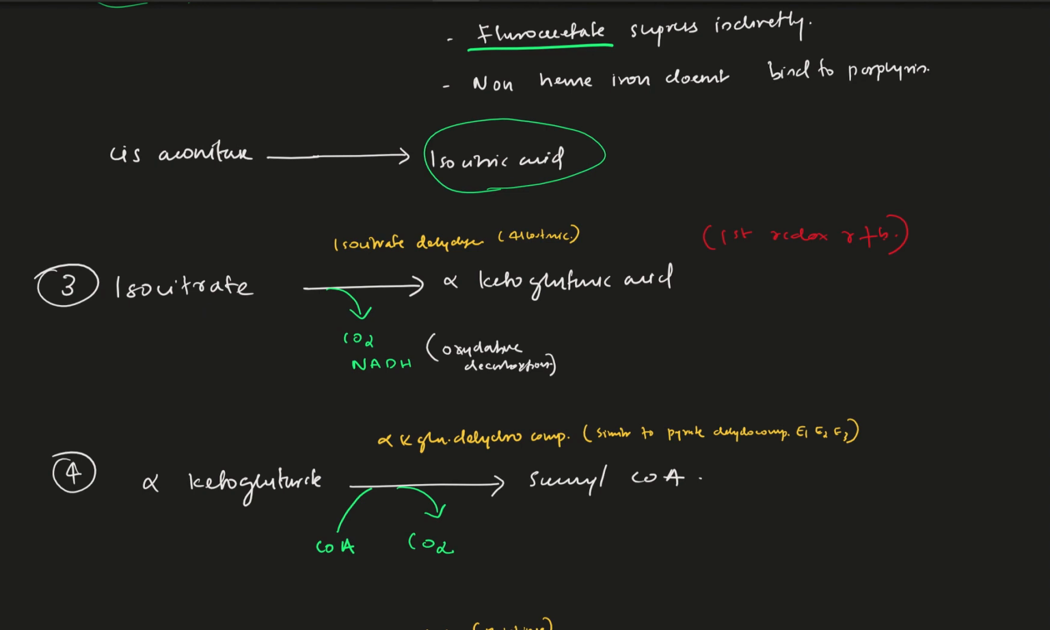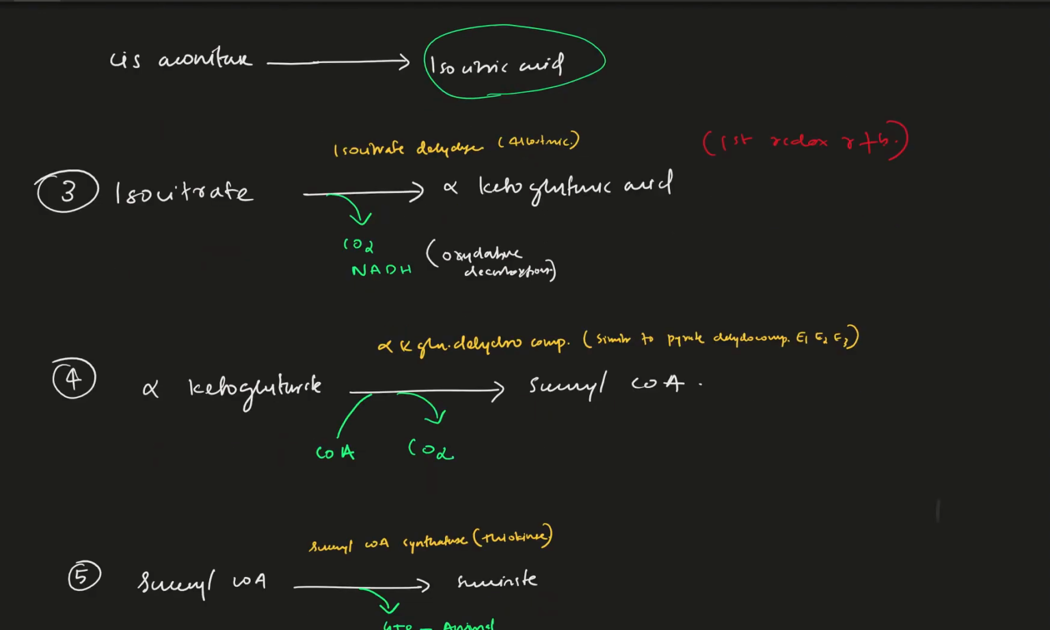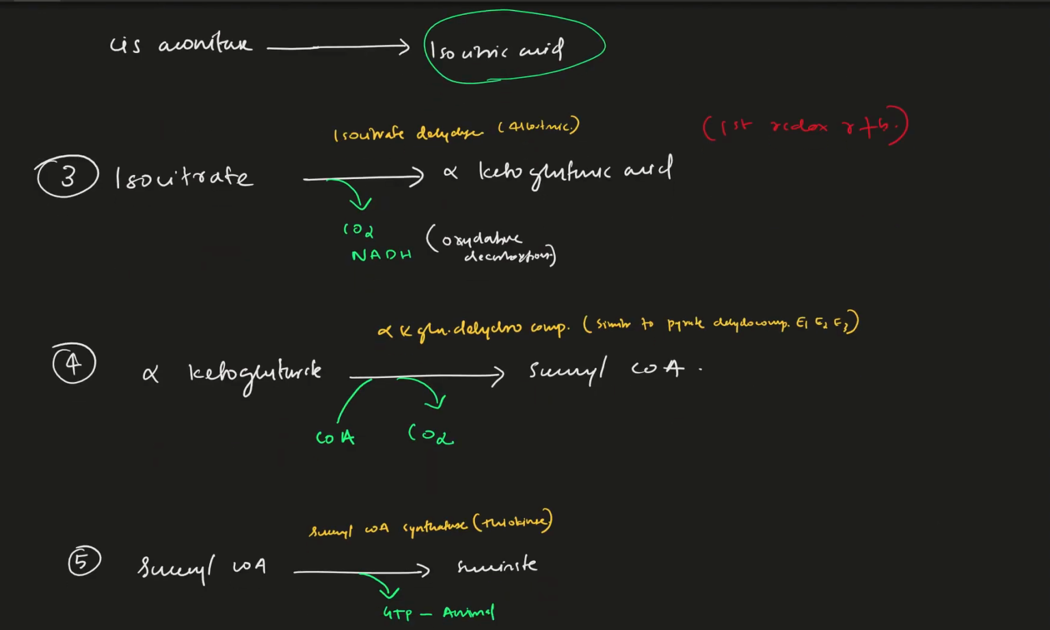Most of the time the enzyme is named after the substrate and the process happening. Here it is an oxidation, so the substrate is isocitrate and the dehydrogenation gives the name of the enzyme. Sometimes we also name it by the product. Then the next reaction is that alpha ketoglutarate is taken and converted to succinyl CoA.